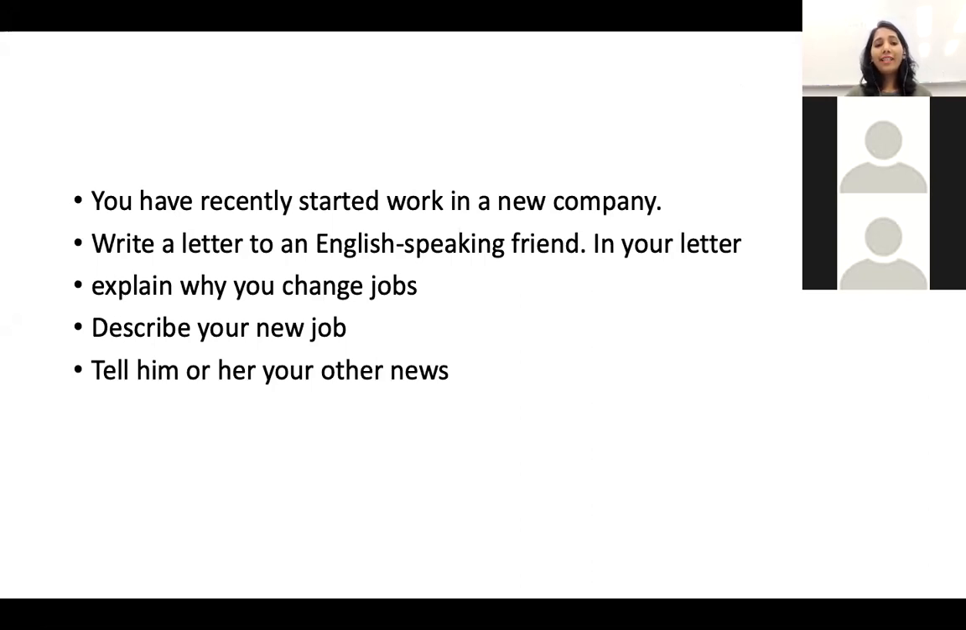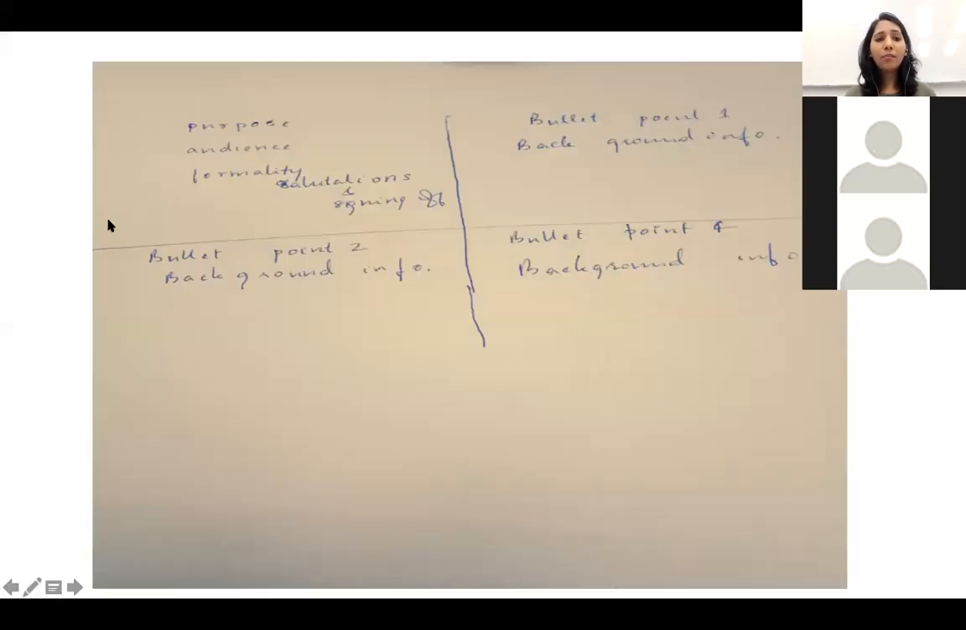Okay. The reason why I'm telling you to do this is you're making a plan. This will help you a lot in your letter. The first thing you think when you get the question is, why am I writing this letter? I'm writing this letter because I am telling my friend that I changed my job. Who am I writing to? I'm writing to Sam. What is the formality of this letter? It's a very informal letter because I'm writing to a friend.